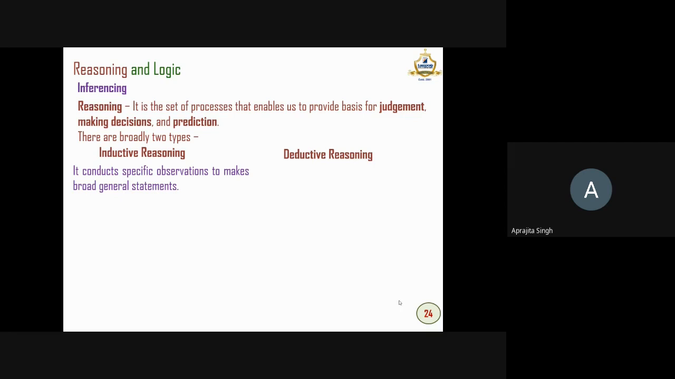So you are making an inference, an estimate, isn't it? So this is what is inductive reasoning. What is inference? Inference itself means you are making an estimate about something.